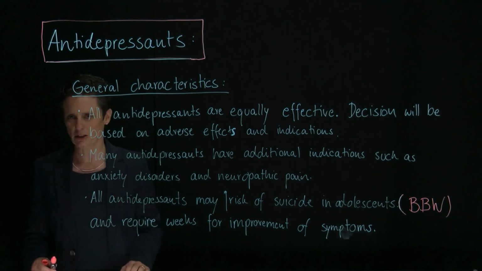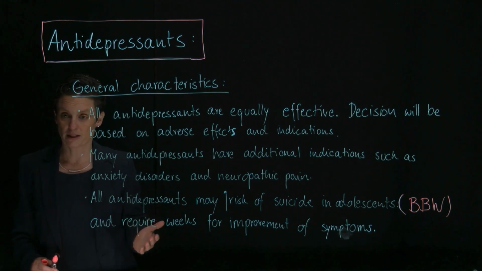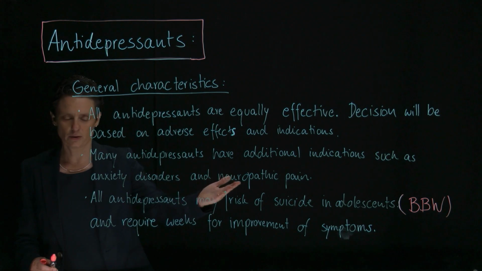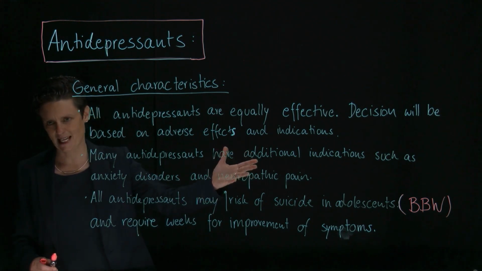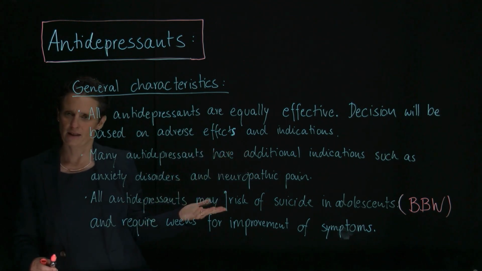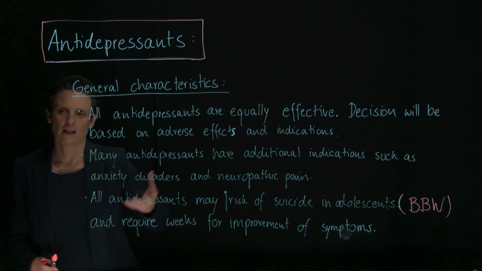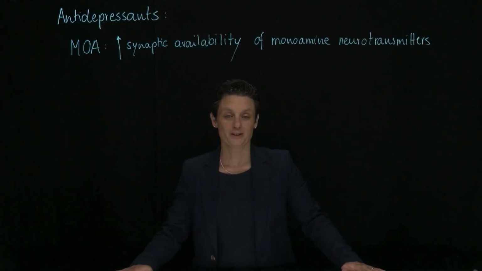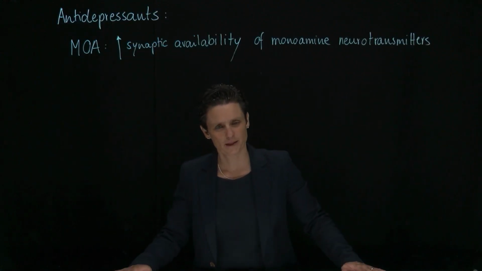And then I also want to mention that all antidepressants now have a black box warning. They may increase the risk of suicide in adolescents. There were some studies. And the other thing that I wanted to mention, that generally it requires weeks for improvement of symptoms. So how do the antidepressants work?